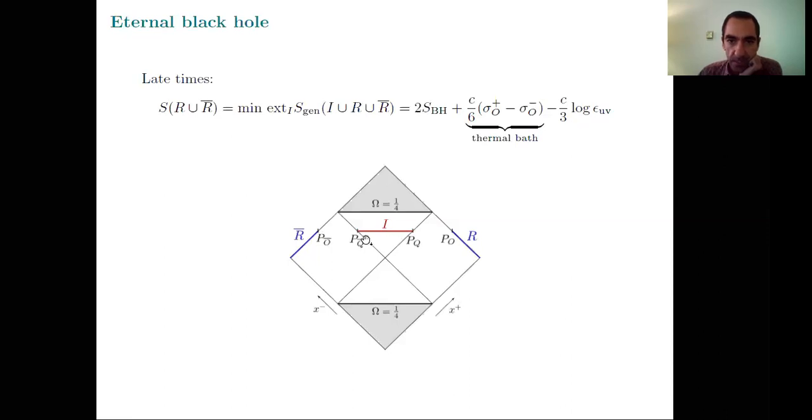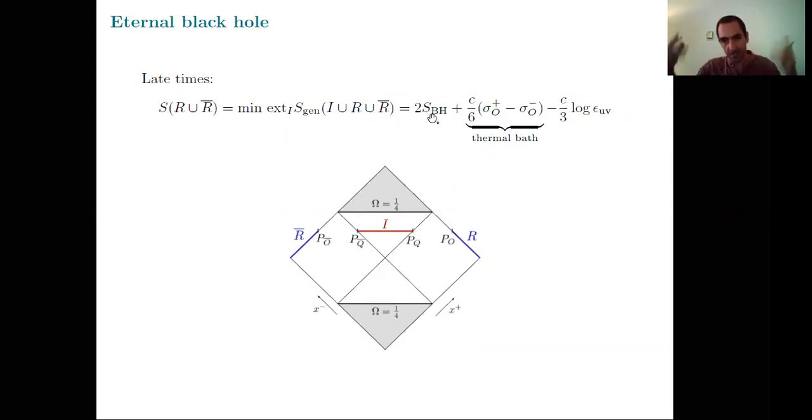And the entropy due to this island takes this form. At late times, it saturates to 2 times the black hole entropy plus this piece here. And then as usual, I put in the UV divergence. But there's this piece here, which is due to the thermal bath. There's this whole thermal bath of stuff in these left and right wedges. So usually people say that in terms of the black hole, you saturate 2 times the black hole entropy, but the black hole also has a thermal bath.